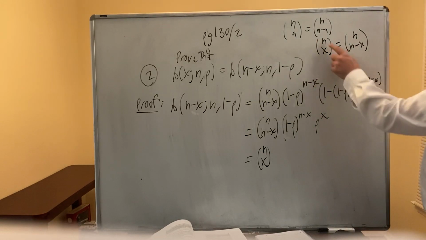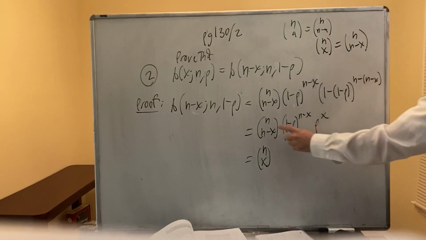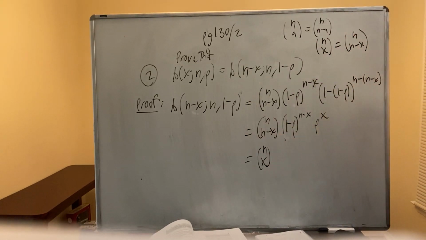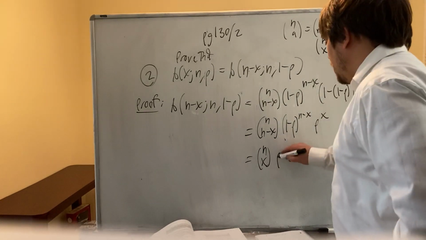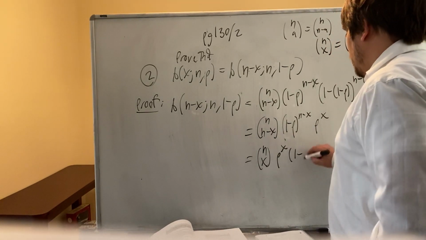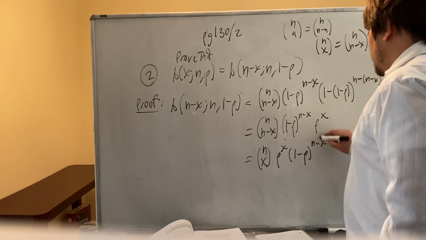Instead of a is x. So n choose x is equal to n choose n minus x. So n choose n minus x is equal to n choose x, so I substitute. This is p to the x, so I'm just changing the order, times 1 minus p to the n minus x.